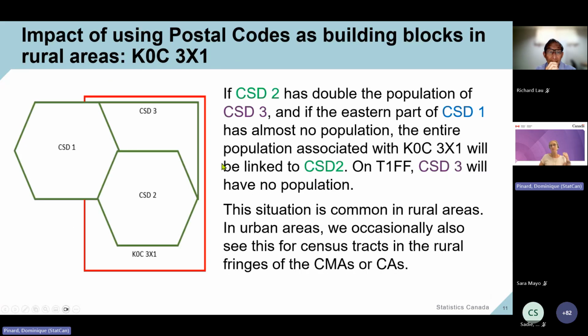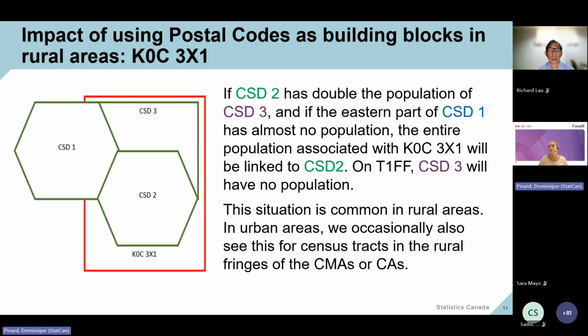Now, I mentioned that the TIFF uses the postal code associated with the mailing address to assign detailed geography. I'm hoping that this slide helps you understand what this means more concretely in terms of what you'll find in the data. So there are different reasons for the census population to differ from the TIFF population that we release. The first one is that mailing address, as I mentioned a couple of times already, can differ from your usual place of residence.